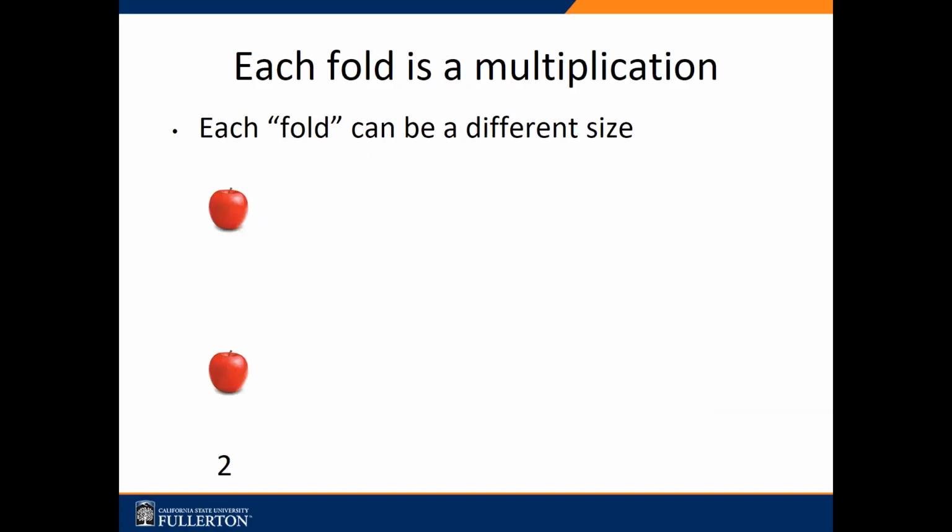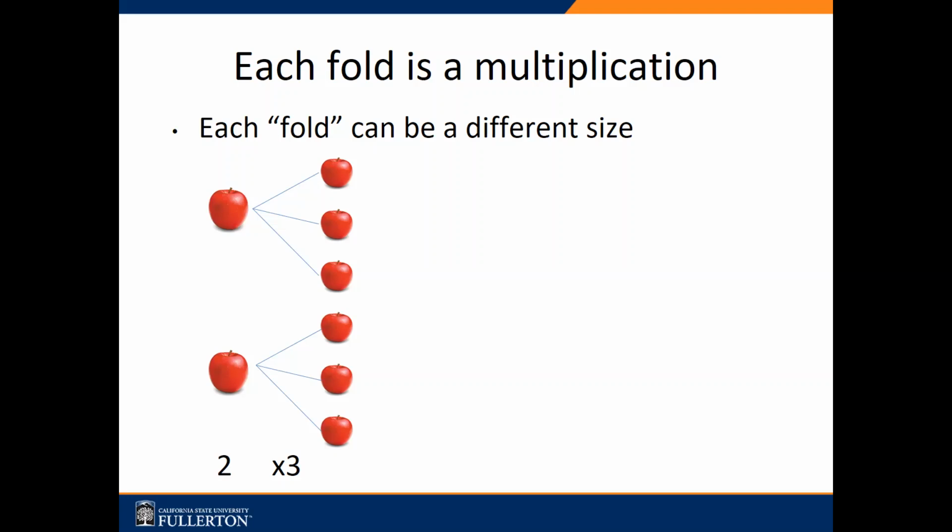Now, each fold can be a different size, that is a different number. For example, let's start with these 2 apples. Now let's fold by 3. That is, each apple creates 3 more, which means that I need to multiply by 3, and the total number of apples that I have is 2 times 3.